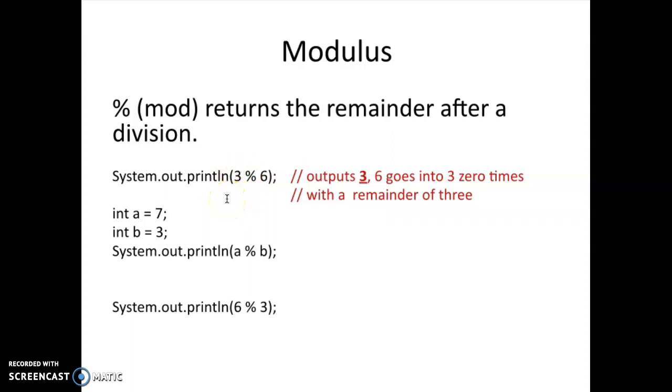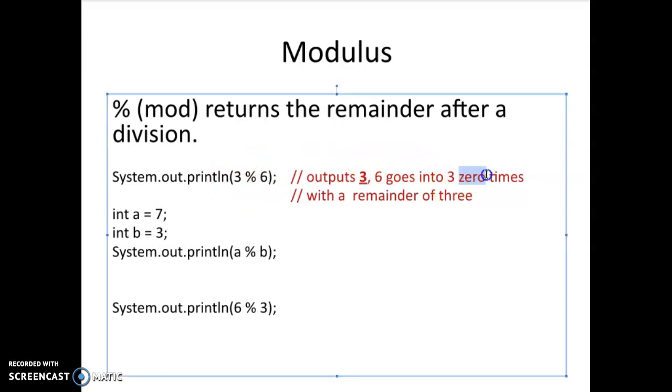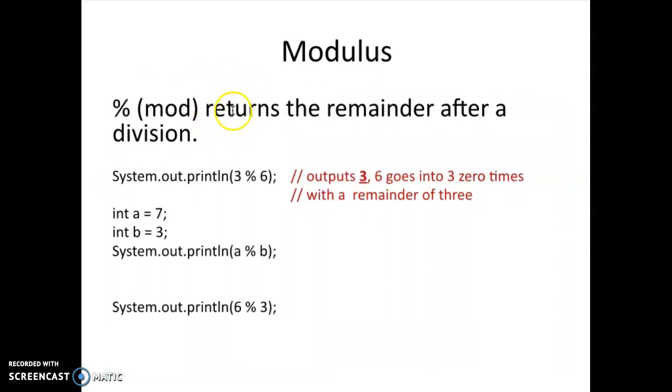So if I were to say print out 3/6, because these are integers, I'll get 0. So I'm not interested in how many times it goes into it. I'm interested in what's left over when I'm doing mod.